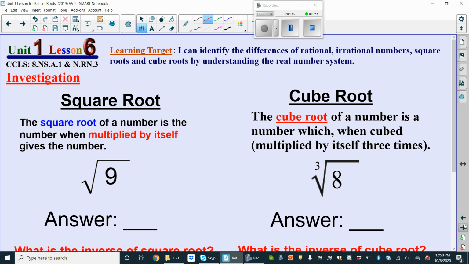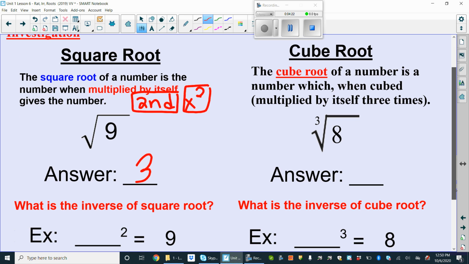The next slide we have is comparing square roots and cube roots. The square root of a number is the number that, when multiplied by itself, gives you the number. So you're multiplying the number by itself 2 times. And a cube root of a number is when you multiply a number by itself 3 times. To find the square root of a number, again, you type it into your calculator, click the second button, then the x squared, and then type in the number. The square root of 9 is 3.